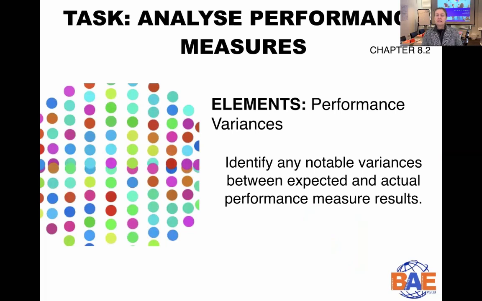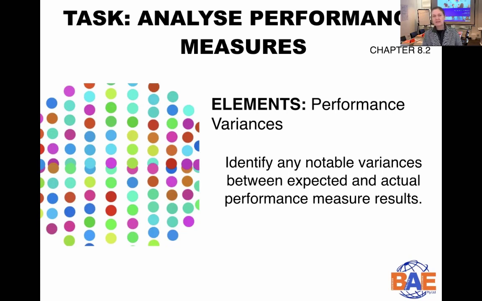Okay. Now, this particular element, performance variances, this is where you need to identify if there's any notable variances between the expected and the actual performance measure results. So everybody might have expected a linear kind of increase in sales, for example, but you might see by looking at the actual performance measures, the sales are actually a lot more erratic and it's not such a steady increase in sales.